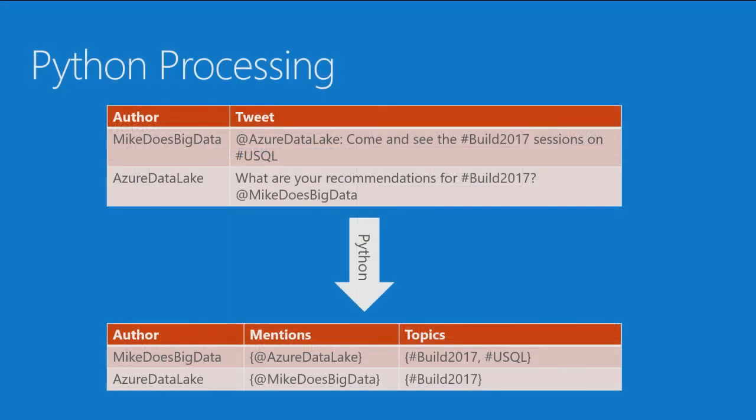So now let's take a look with an example. In this example, I have a simple kind of Python processing that I'm using to process some tweets. Now, the tweets basically contain mentions and also topics. So what I want to do is use some Python code to transform my row set that contains an author and the tweet into the authors with the mentions and a list of topics as well. So let's take a look at this.